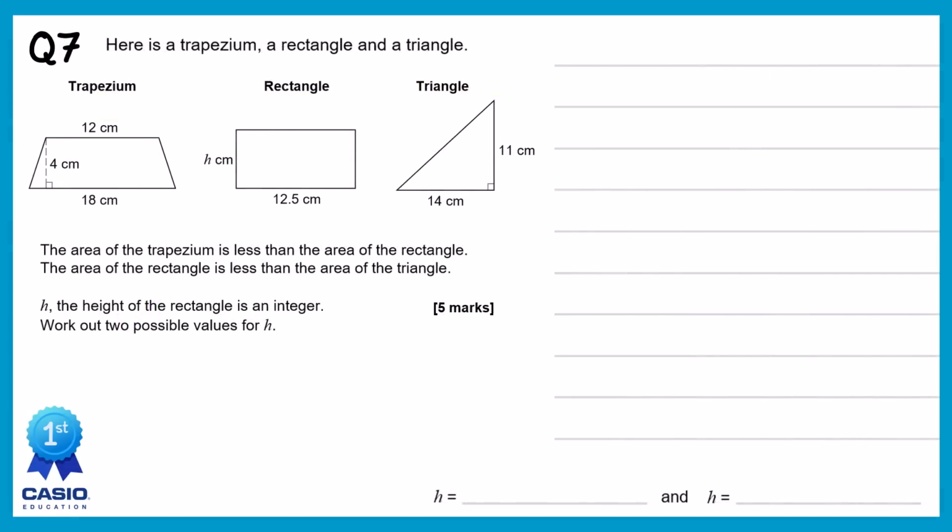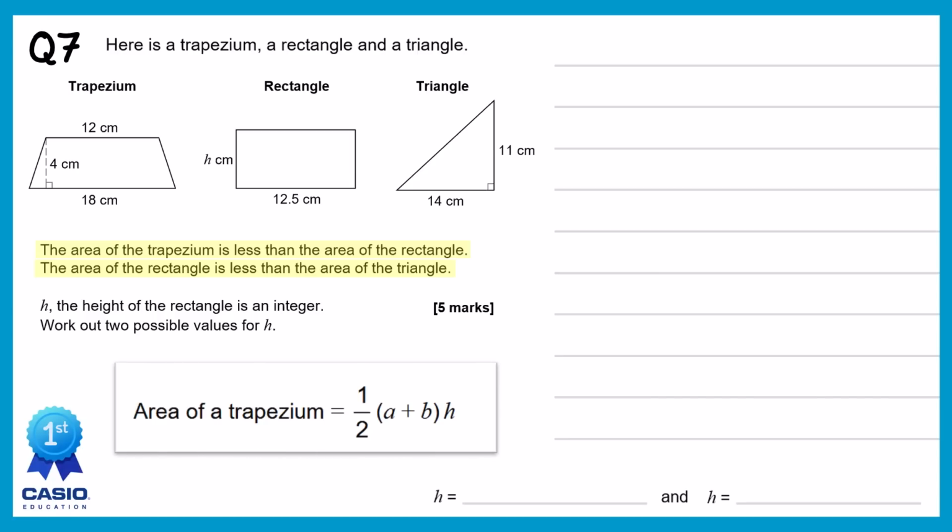In this question we have some shapes, and we're told that the area of the trapezium is less than the area of the rectangle. We're also told the area of the rectangle is less than the area of the triangle. So let's start by trying to work out the areas of these shapes. You're told the area of the trapezium on your exam aid.